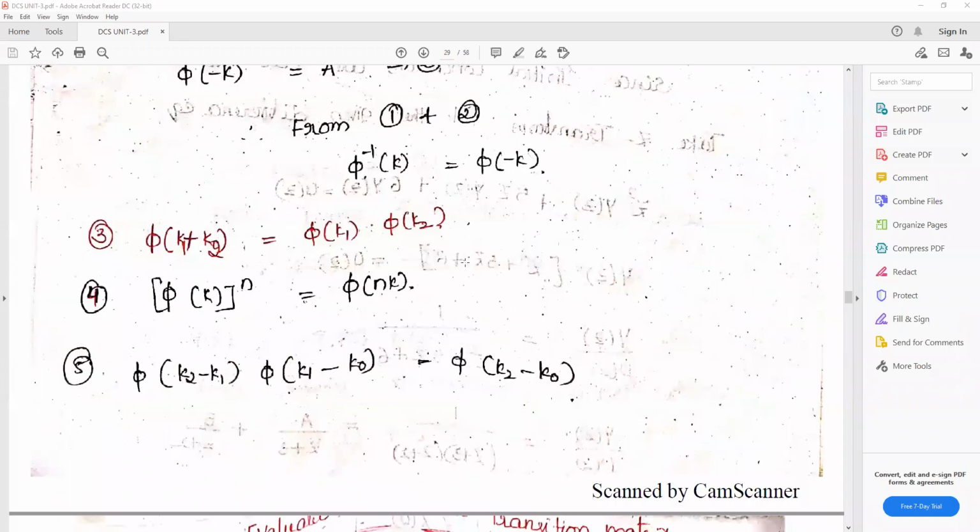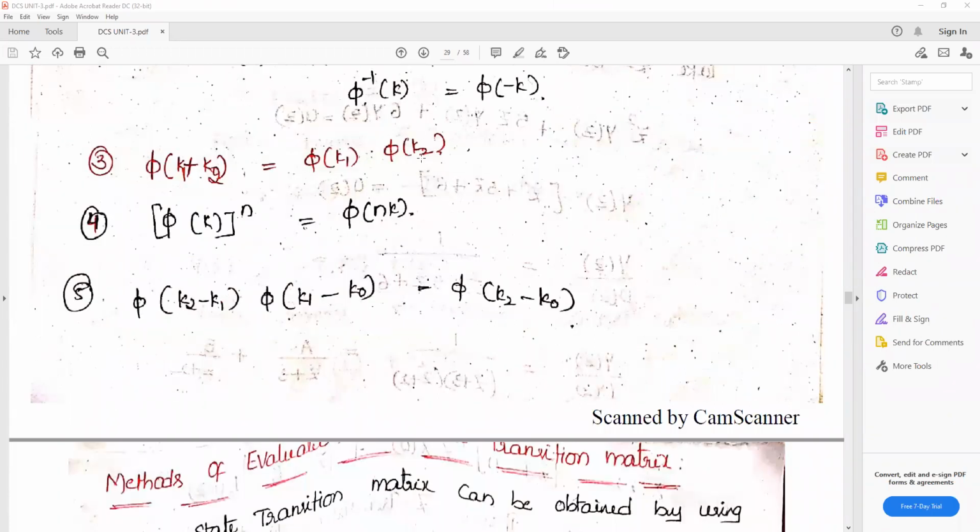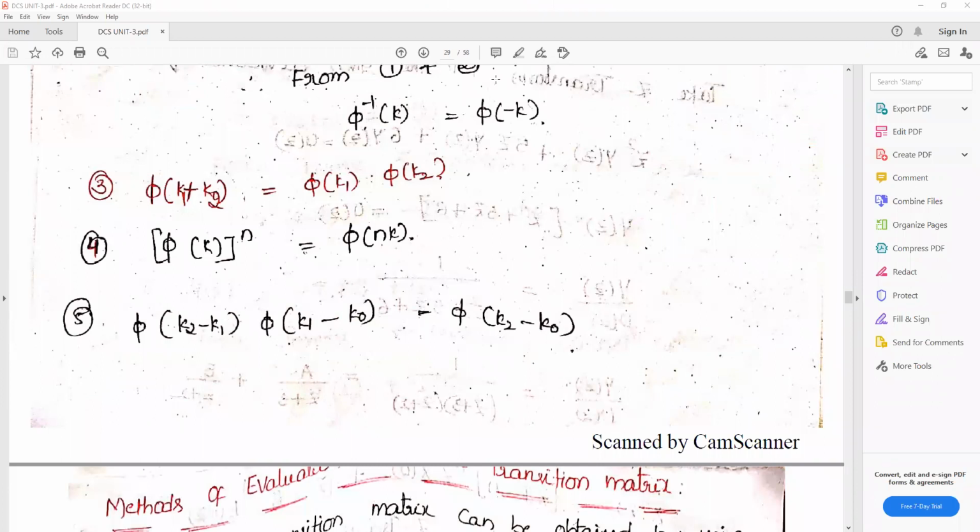Next, the third property is phi of k1 plus k2.